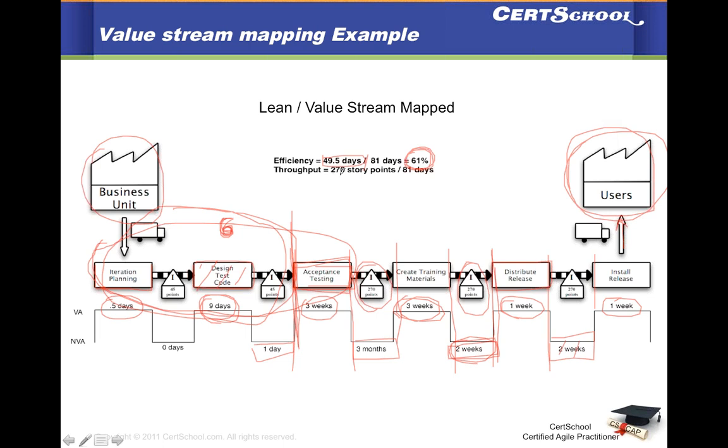And the throughput in this case will be measured in terms of story points. Okay, so 270 story points in 81 days. Remember these are the 270 story points that customers actually need. You did not add any gold plating to this. So this is your value stream mapping analysis and how you're able to achieve your end goal by doing this. Any questions on lean in general or value stream mapping analysis, etc.?